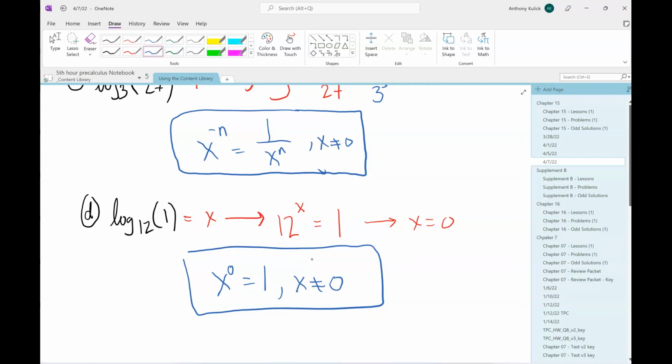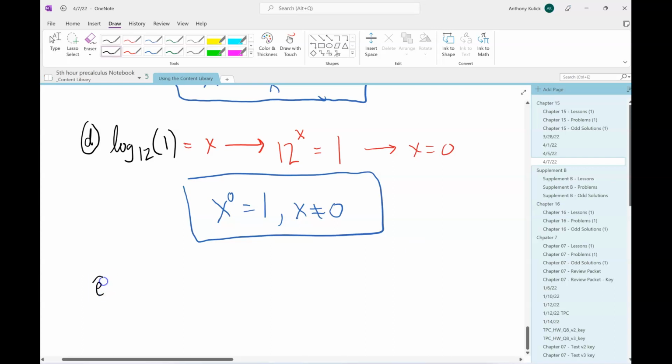Just as an aside here, it says x to the 0 is equal to 1 for x not equal to 0. What's 0 to the 0? It's not 1. It is undefined. Yeah, it's one of those indeterminate forms.